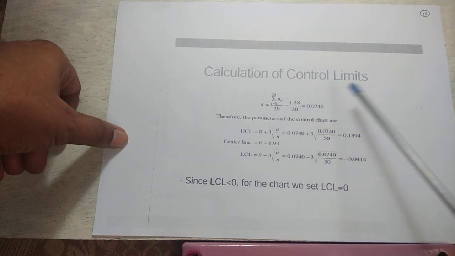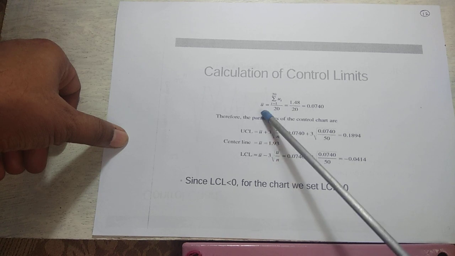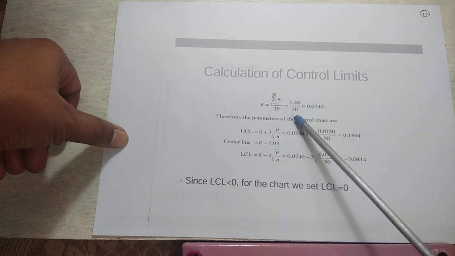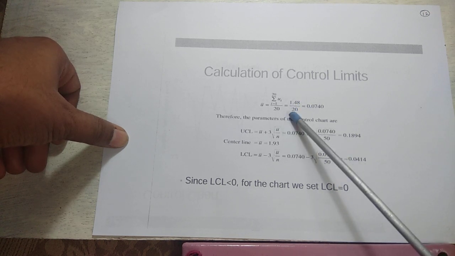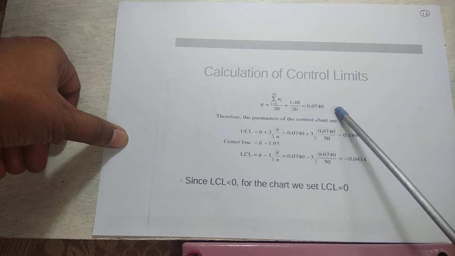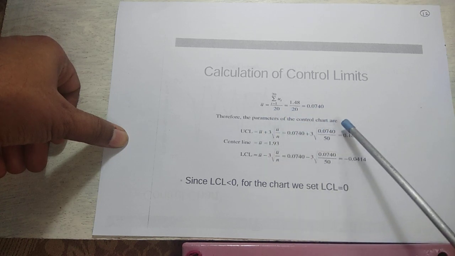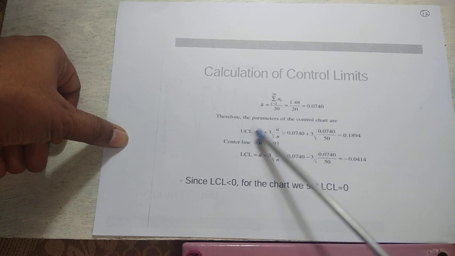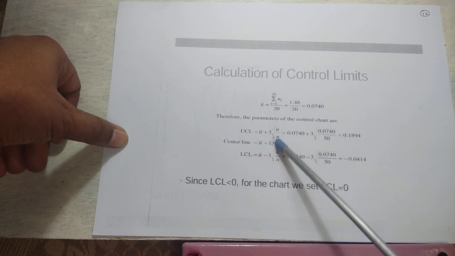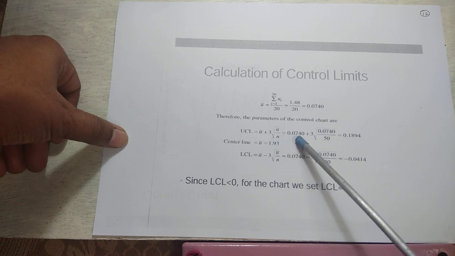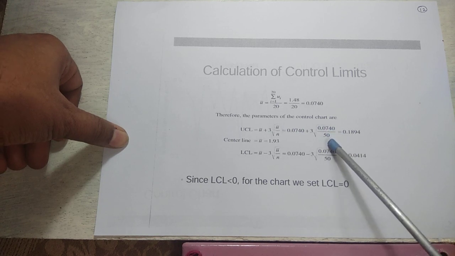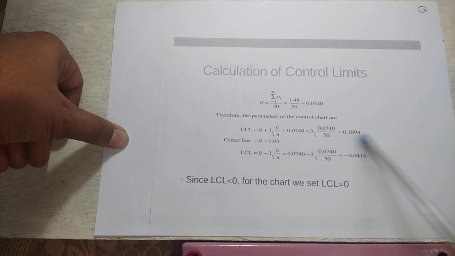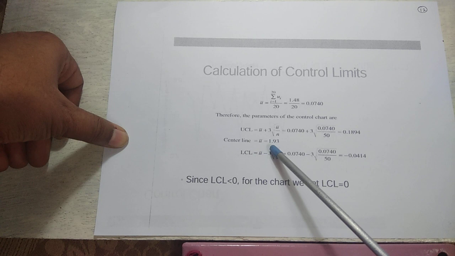Now see, calculation of control limits. U bar equals 1.48 divided by 20. We have already calculated 1.48, and there are 20 samples. So this is 0.0740. Therefore, the parameters of the control chart are: upper control limit equals U bar plus 3 into root over U bar by n, equals 0.0740 plus 3 into root over 0.0740 by 50, where n is the sample size. That is 0.1894.